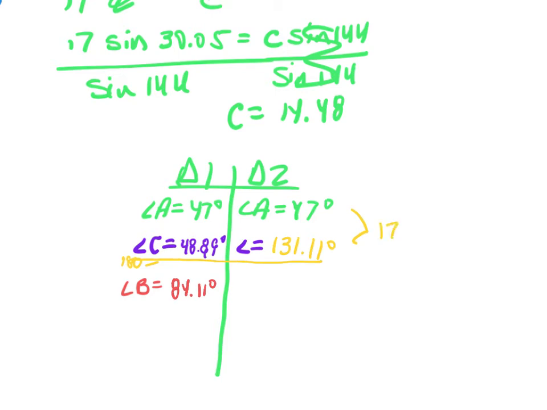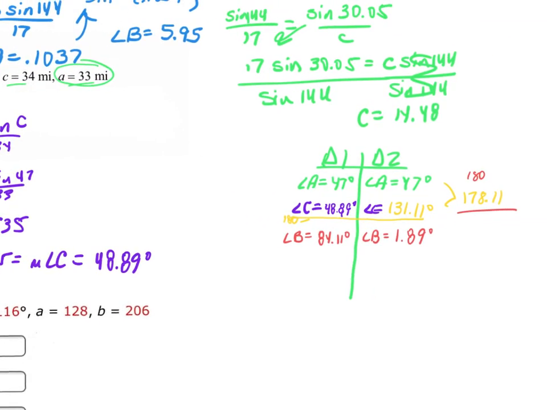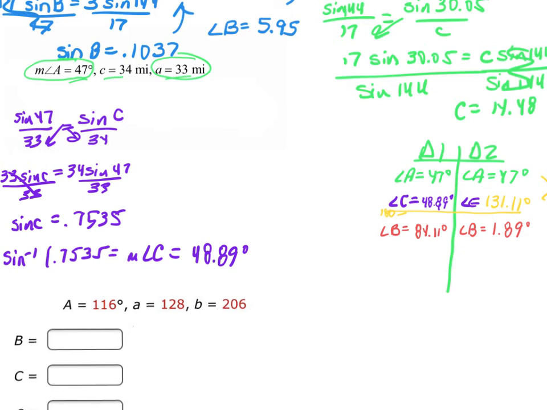I get 178.11. Is that number greater than 180? No, it's not. That means there are some degrees, albeit a little, left over for that third angle. So if I said 180 minus 178.11, I get that this last angle is tiny, but it's 1.89 degrees. Now we know that two triangles exist, so now you have to find the missing sides for both triangles.